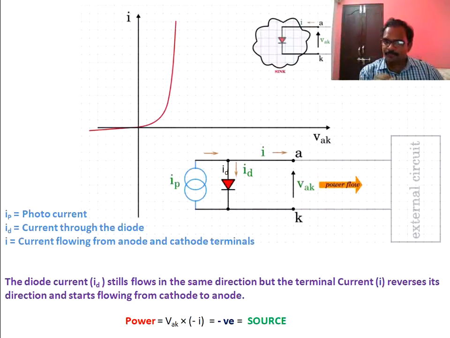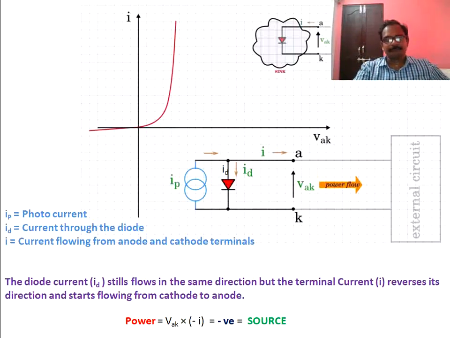The diode current still flows in the same direction, but the terminal current I reverses its direction and now flows from cathode to anode, and thereby the voltage is positive. As you can see, the anode-to-cathode voltage VAK is positive. But what about the terminal current? In the above case it is into the element, now in the below case it is out of the element, so it is negative current, minus I. So power, V into minus I, will be negative. So now the diode acts as a solar cell, an active element.